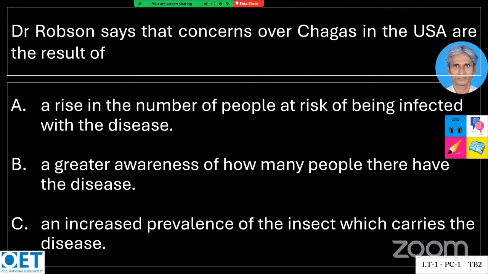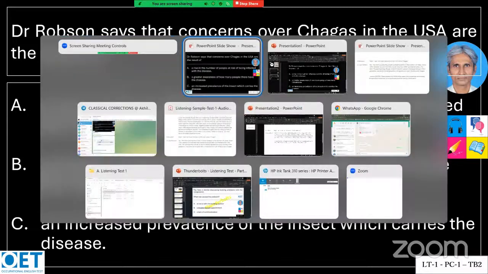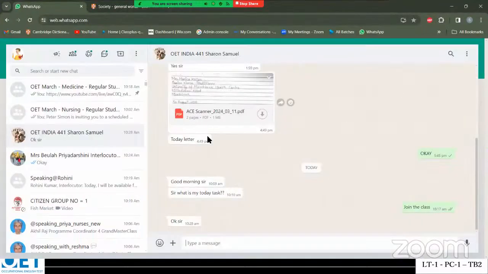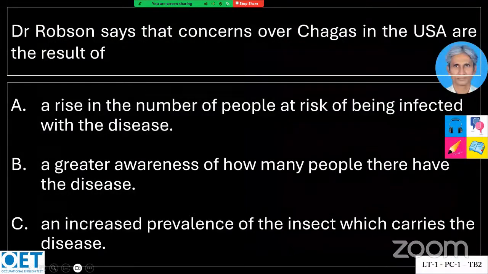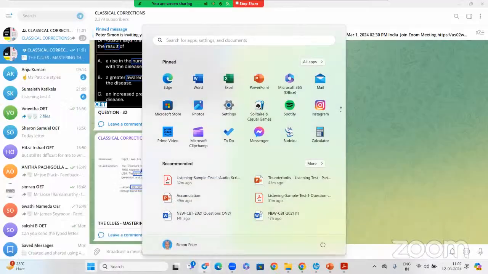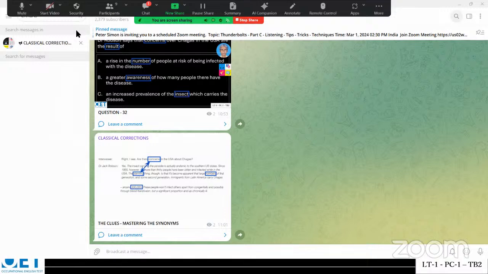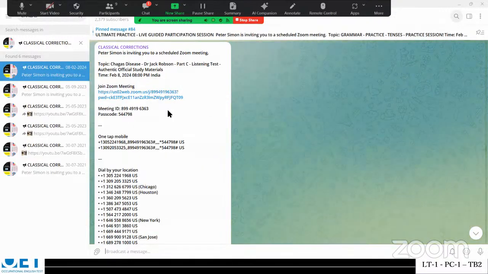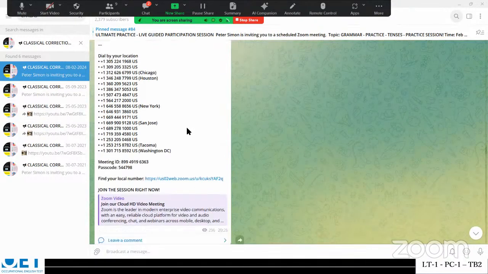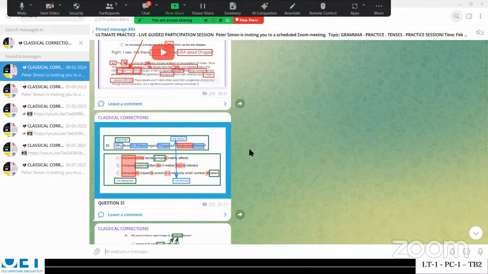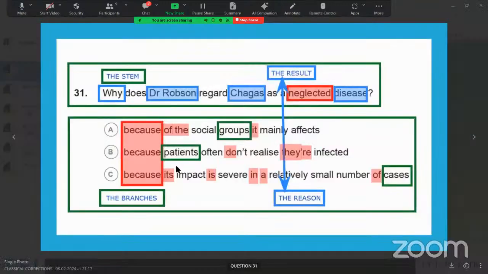A rise in the number of people at risk of being infected with the disease, a greater awareness of how many people there have the disease, an increased prevalence of the insect which carries the disease. I can give you time to check. Write down your answer. Here it is. This is question number 31.